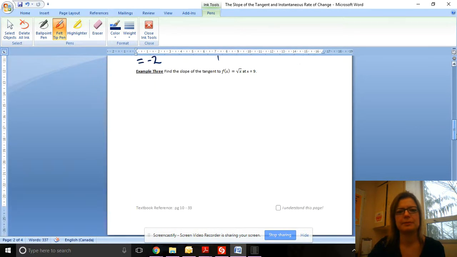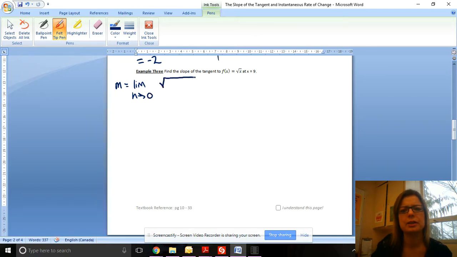Okay, example 3. Find the slope of the tangent. So now we have a square root function. This might seem daunting, but we know how to deal with limits and square roots. We've done it before. So the slope then is going to be the limit as h approaches 0 of the difference quotient. So we're going to put the root of 9 plus h, since we're evaluating it at x equals 9, minus the root of 9, all divided by h.